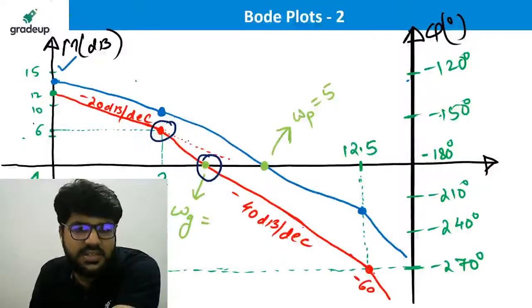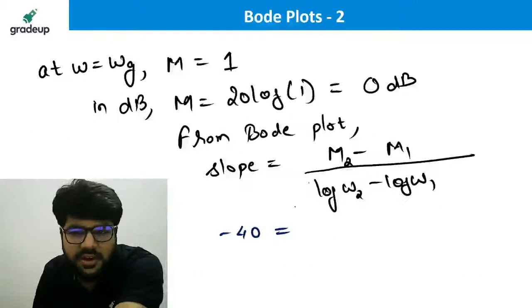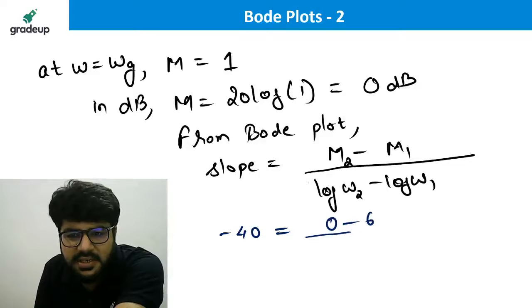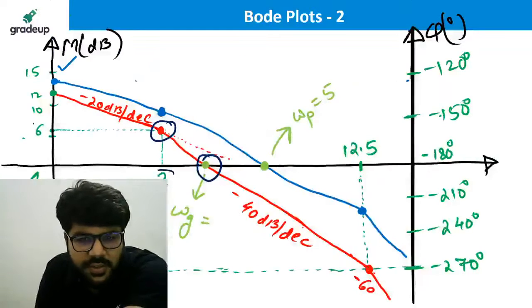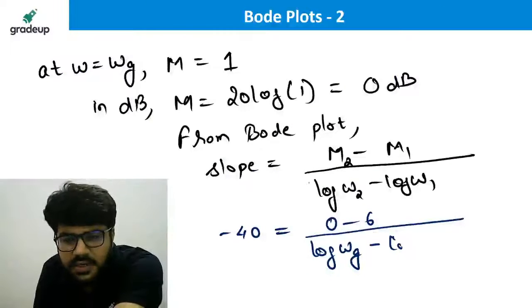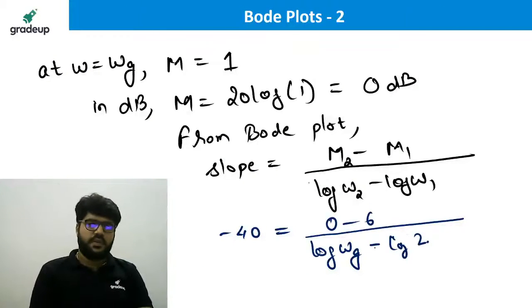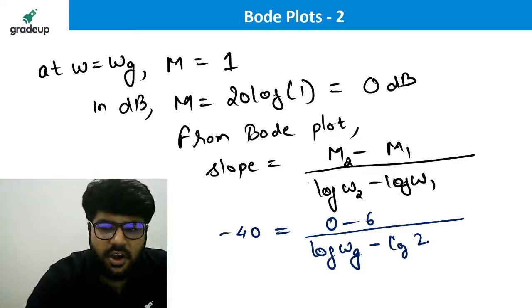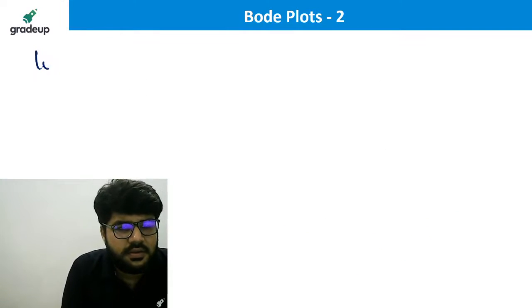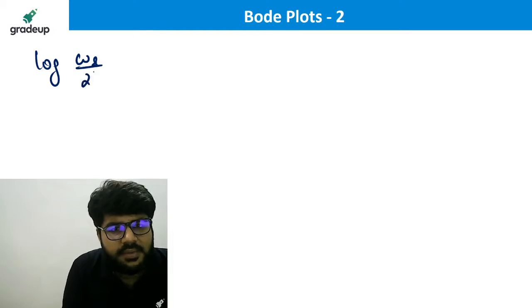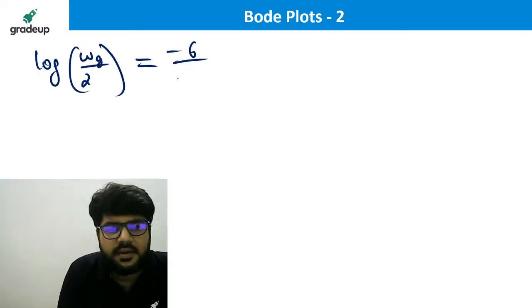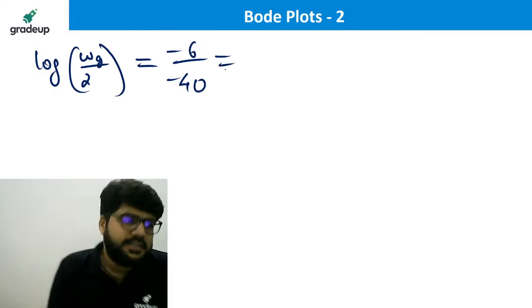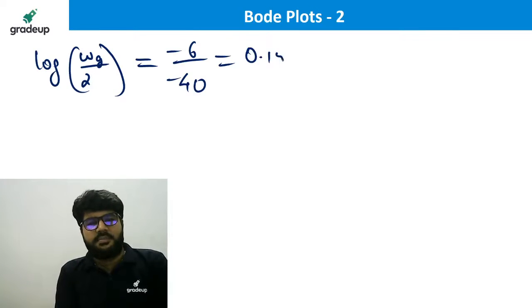Then I will erase. So 0 minus, what is this magnitude? 6. Already we have calculated. 0 minus 6 divided by log of omega g minus, what is the frequency here, it is 2, minus log of 2. Calculating this, log of a minus log of b is log of a by b. Log of omega g divided by 2 is equal to minus 6 by minus 40. Minus 6 by minus 40 will come up as 0.15.